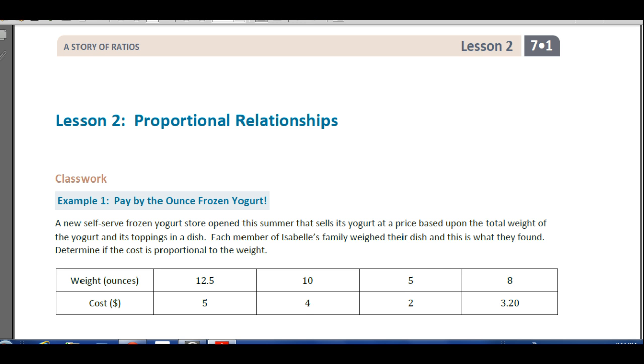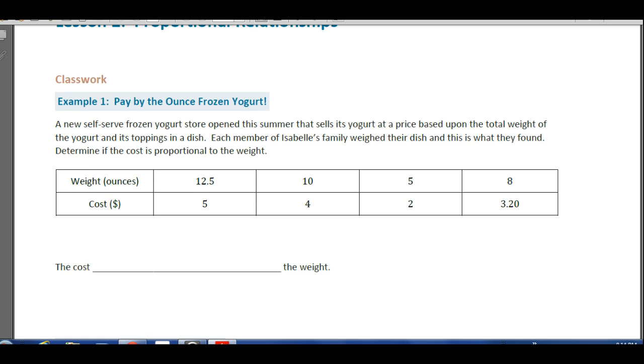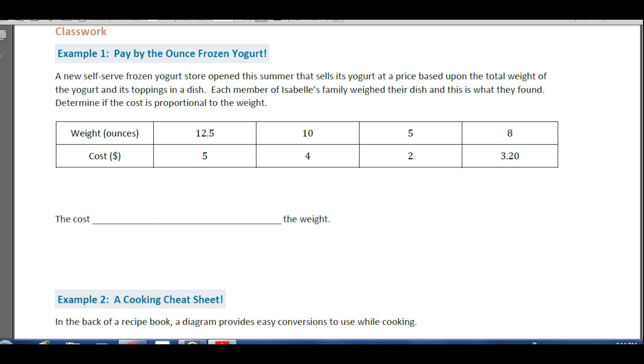Let me go ahead and read this example one. Paid by the ounce frozen yogurt. A new self-serve frozen yogurt store opened this summer that sells its yogurt at a price based upon the total weight of the yogurt and its toppings in a dish. Each member of Isabel's family weighed their dish, and this is what they found. Determine if the cost is proportional to the weight.